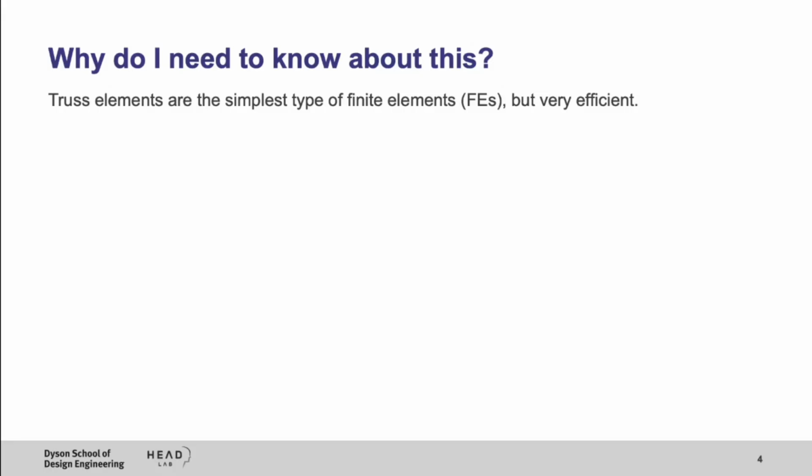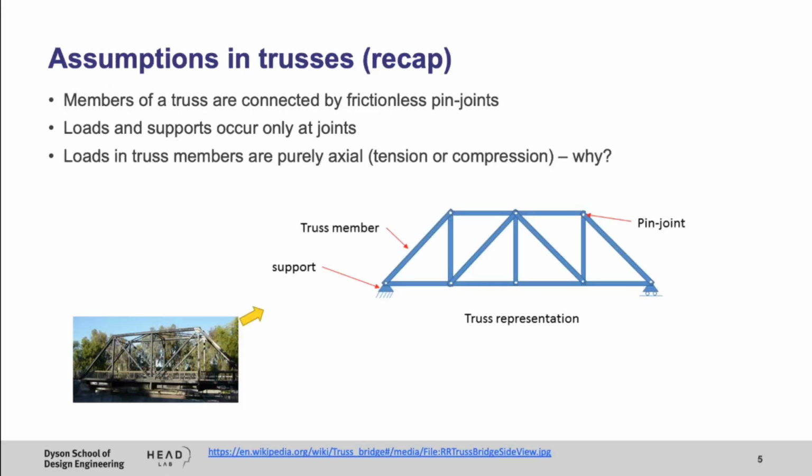The other reason is that truss elements in general are the simplest type of finite elements, but they are very efficient. So by using this type of element where it is reasonable to use them, as in the structures I showed you, you can reduce the computational cost massively.